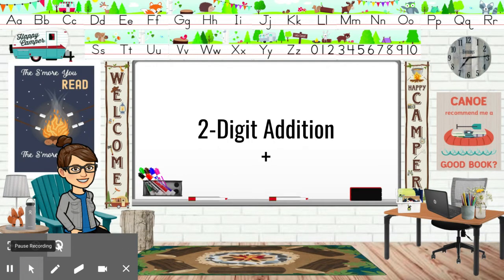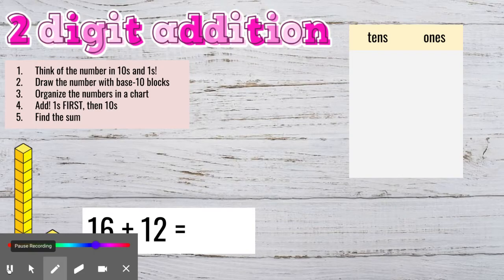Today we're going to continue learning about two-digit addition. We're going to talk about adding a two-digit number with another two-digit number. When we add a number to a two-digit number, first you want to think of that number in tens and ones. Sometimes it's easy just to draw the number using base 10 blocks.